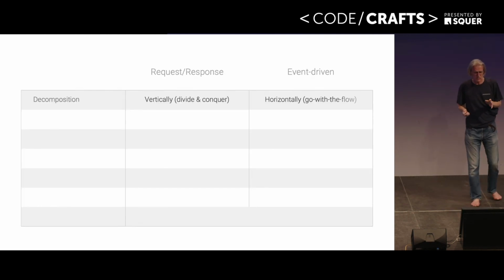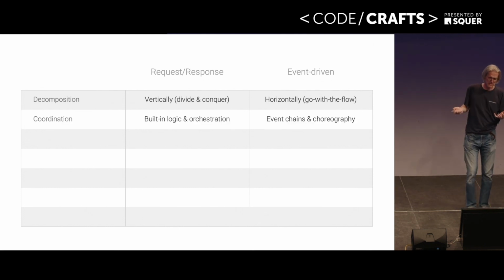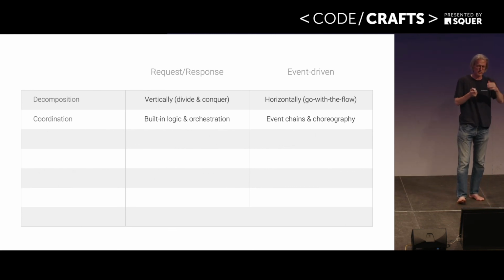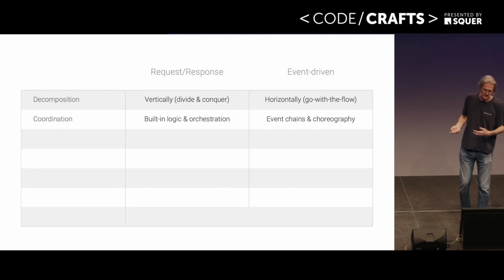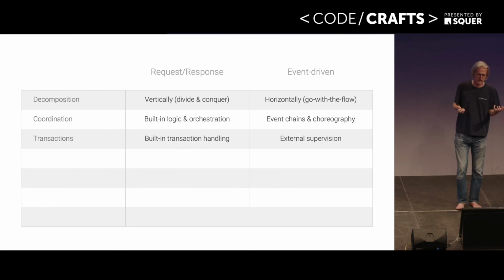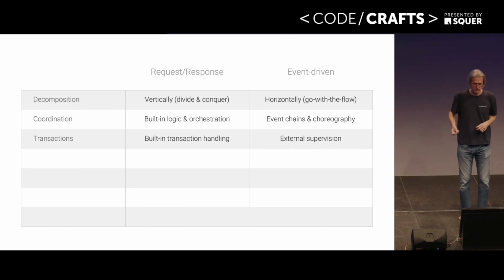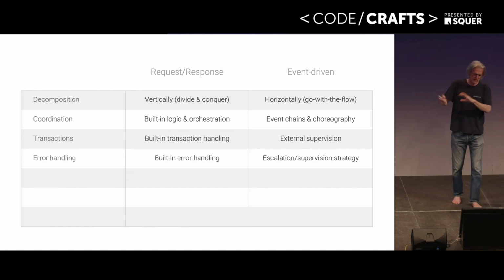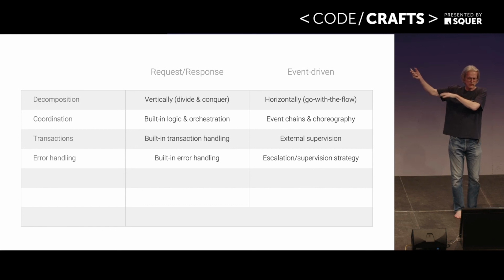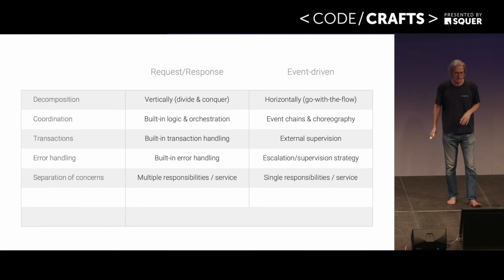It also has some more properties. We had this decomposition here. Coordination with request-responses is usually more built-in logic and orchestration, so external orchestrators. The other approach more likely leads to event chains and choreography. On the transaction level, the logical transaction is something you have to build in, coordinating all these things so that everything works, whereas in event-driven you more likely go with external supervision. Error handling is then more with an escalation strategy on the one side and built-in error handling on the other side. And separation of concerns is also different.